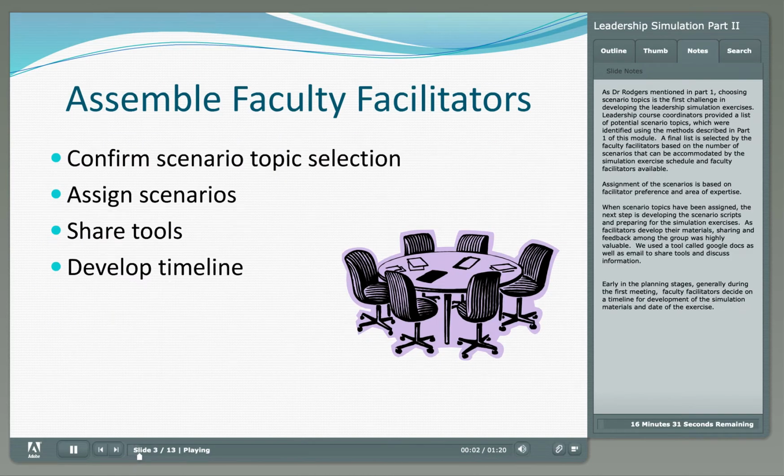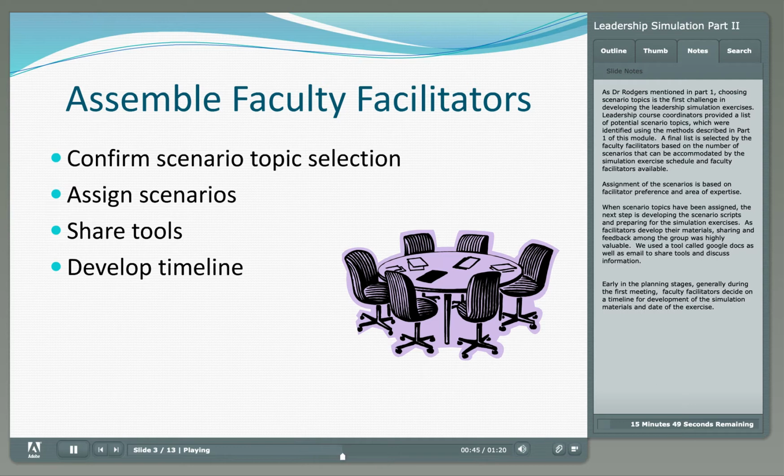Assemble faculty facilitators. As Dr. Rogers mentioned in Part 1, choosing scenario topics is the first challenge in developing the leadership simulation exercises. Leadership course coordinators provided a list of potential topics, which were identified using the methods described in Part 1 of this module. A final list is selected by the faculty facilitators based on the number of scenarios that can be accommodated by the simulation schedule and faculty facilitators available. Assignment of the scenarios is based on facilitator preference and area of expertise.